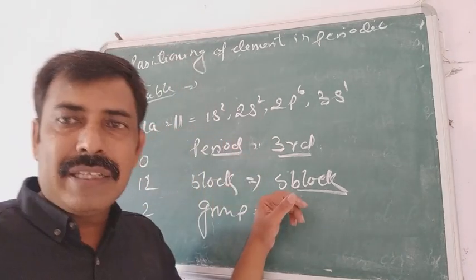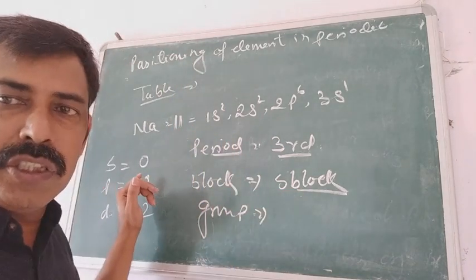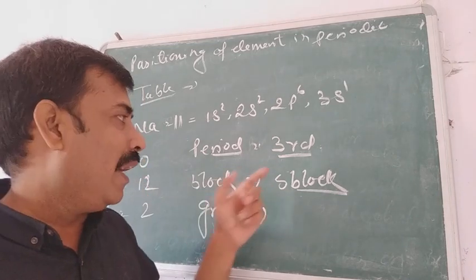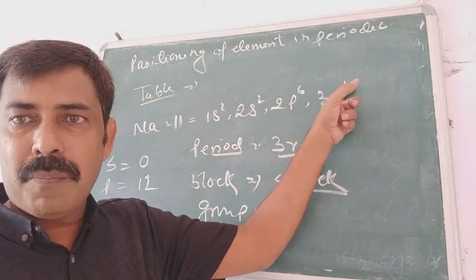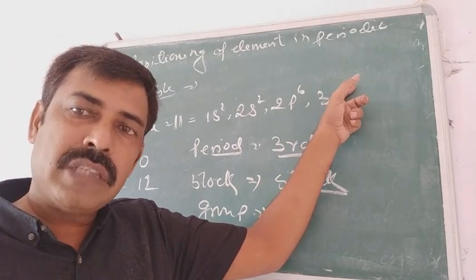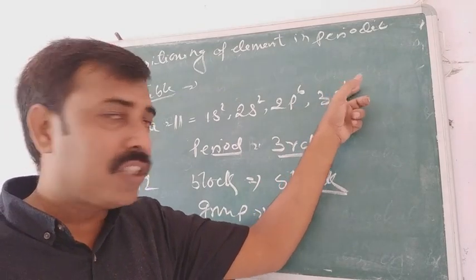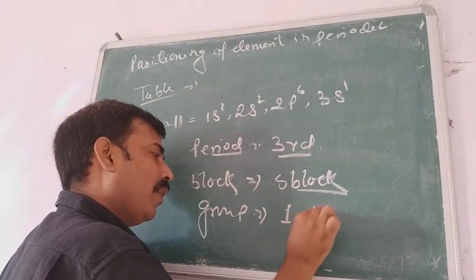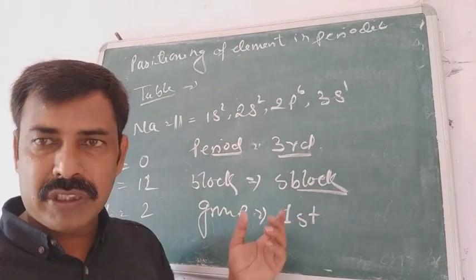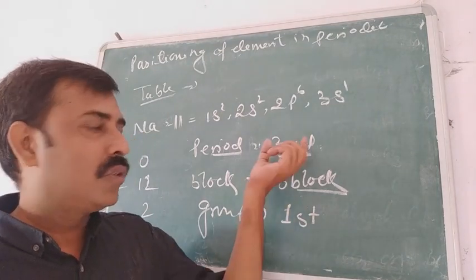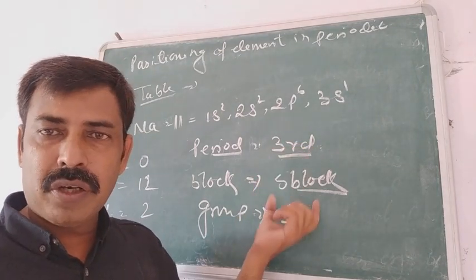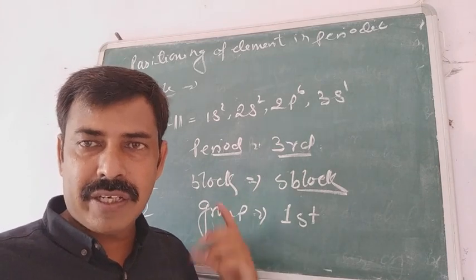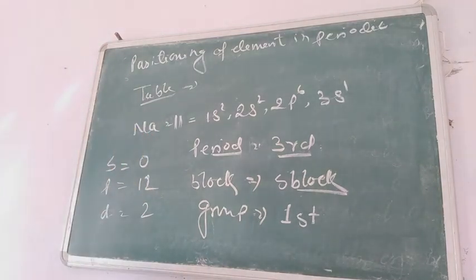Here it is the S block, so we have to add just 0. As it is an S block element, we add 0 to the number of electrons in the last subshell, and that is just 1. Then 1 plus 0 equals 1. So this is the first group. You can see the position of sodium: third period, S block, group number 1, first group. I think it's clear to all of you.